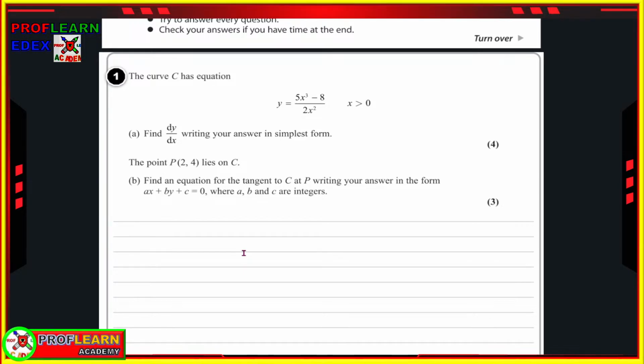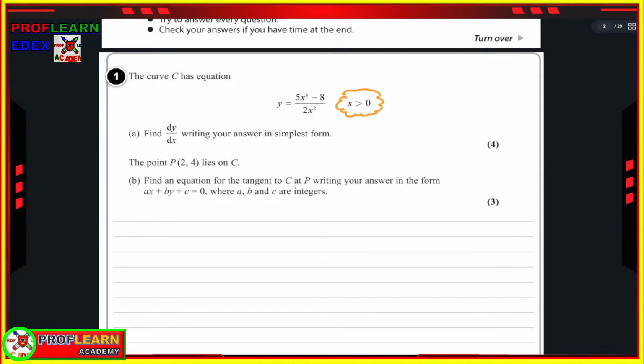We are told that curve C has the equation y equals 5x cubed minus 8 over 2x, where x is greater than 0. This is a question from differentiation. That is very important, a condition that is provided, and we need to remember it because it will have significance when we work it out.